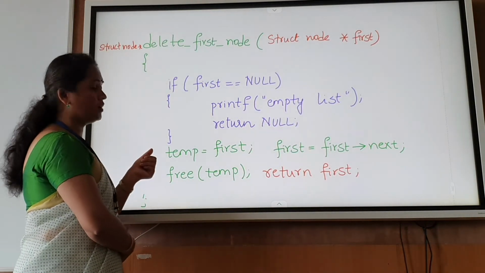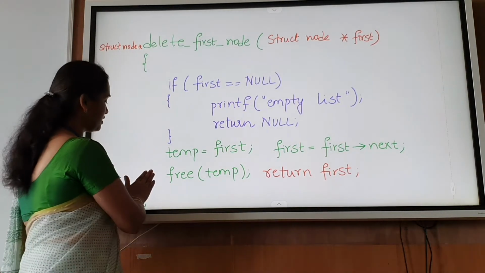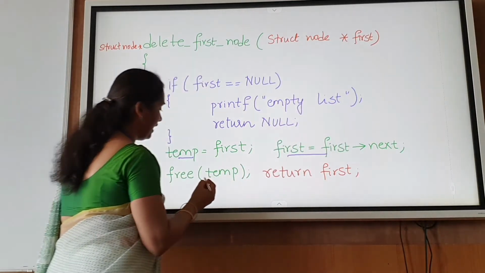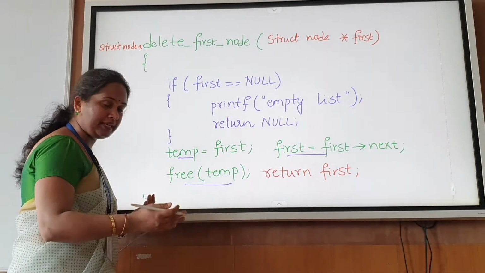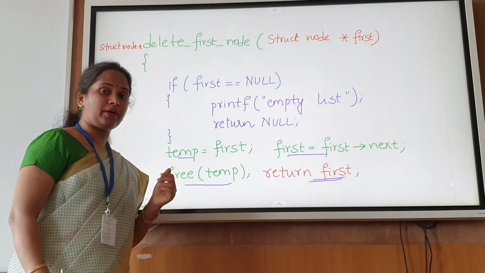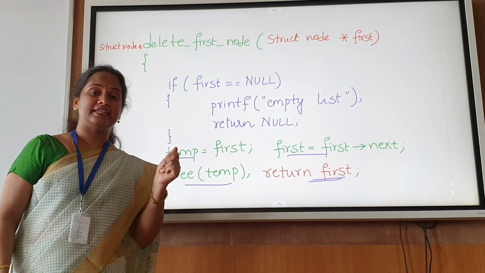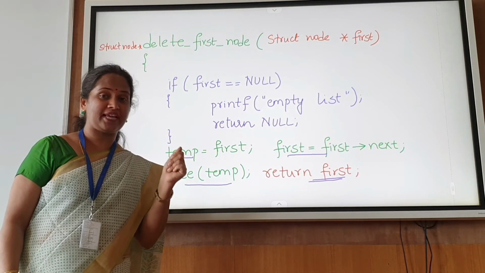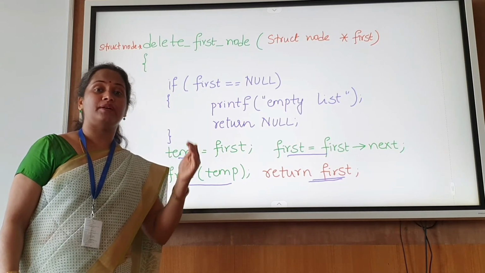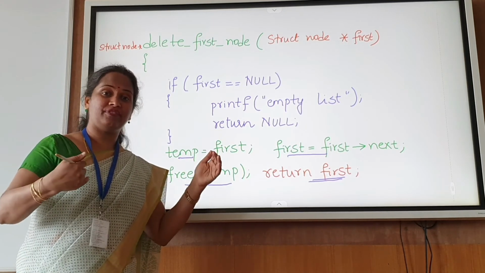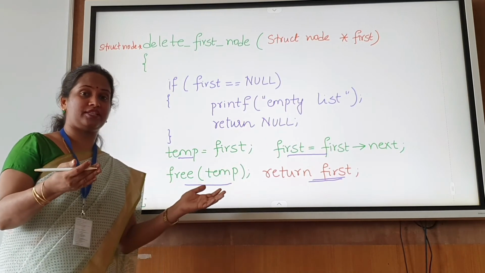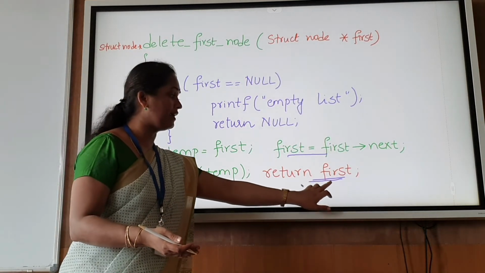But if there is a first node existing, I will do the task of using temp, incrementing first to the next field, and deallocating, and look at this, I return the value of first. Why do I do it? I do it because when I am deleting the first node, if it exists, there's a change to the variable first. And the calling function, in our case let's say main, should know there's a change happening to first, and hence I return first.